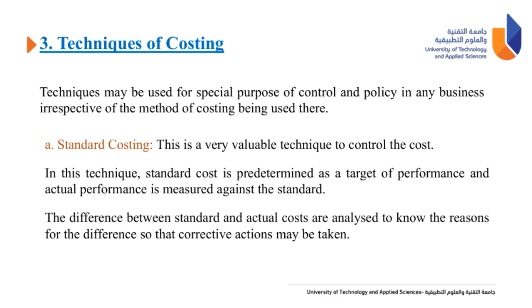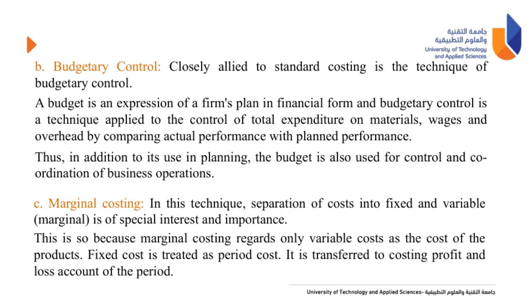This is so because marginal costing regards only variable costs as the cost of the products. Fixed cost is treated as a period cost. It is transferred to the costing profit and loss account of the period. Now, moving on to marginal costing itself. This technique focuses on separating costs into fixed and variable, which is of special interest and importance. This separation allows us to use marginal costing not just for planning, but also for control and coordination of business operations.